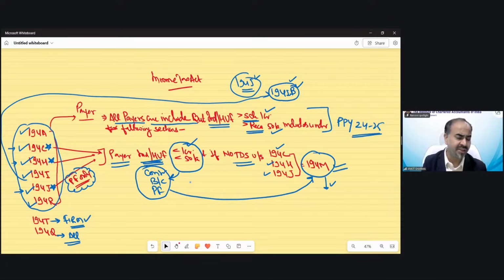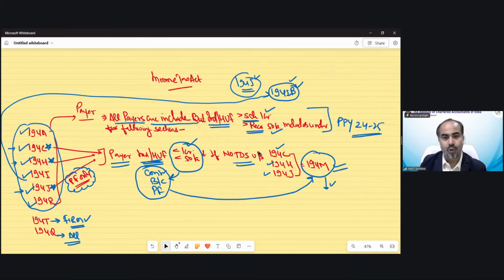Why am I explaining this to you? Because we are going to read section 194M now. So you should understand why section 194M is there, because it includes that kind of payer which has escaped under section 194C, H, and J in case of professional fees. I hope you got it.